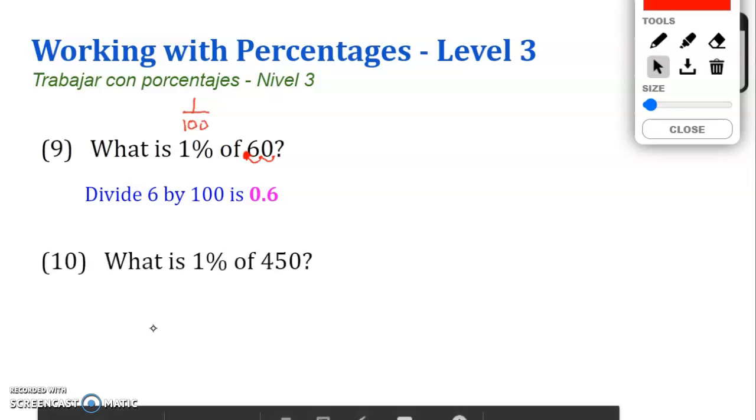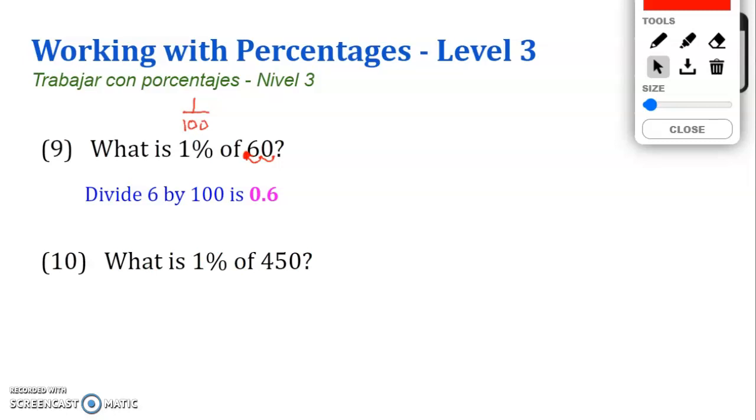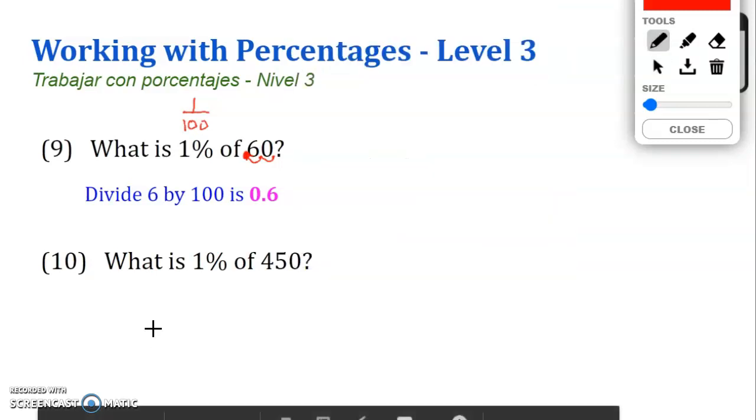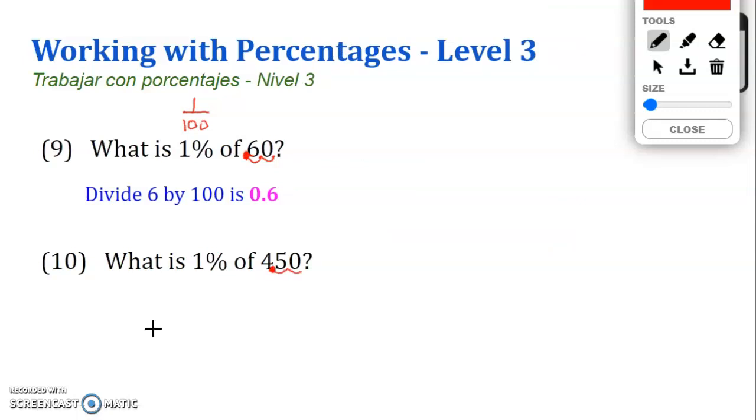What is 1% of 450? Currently the decimal place is here, but we're going to move 2 to the left. So the decimal place is now here for the 1%. That's going to be 4.5. So dividing 450 by 100 is 4.5.